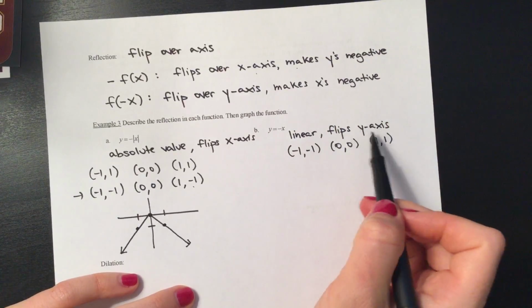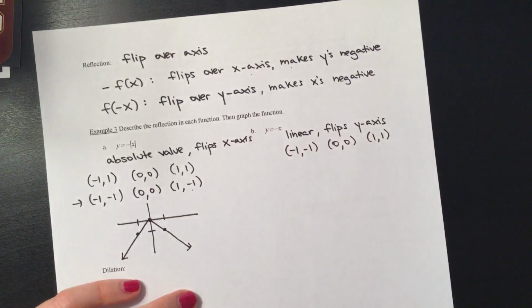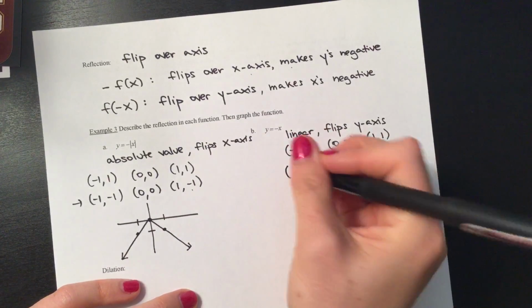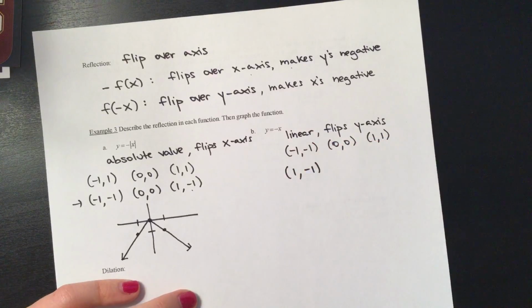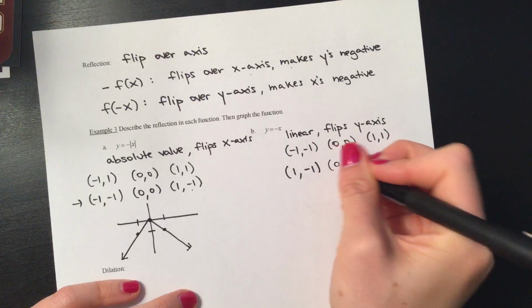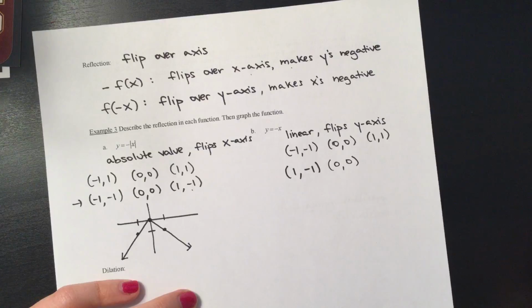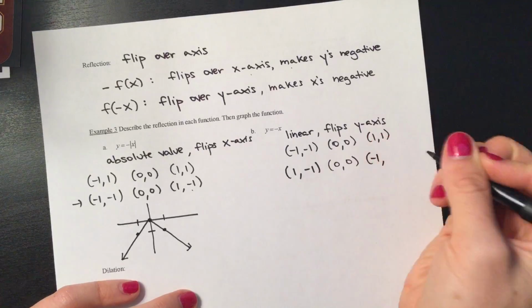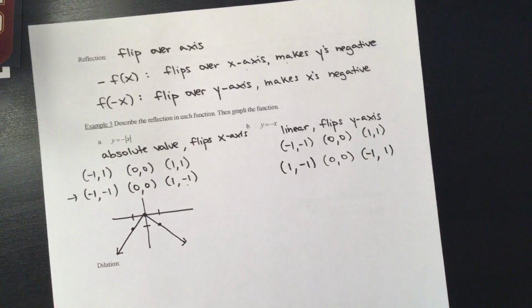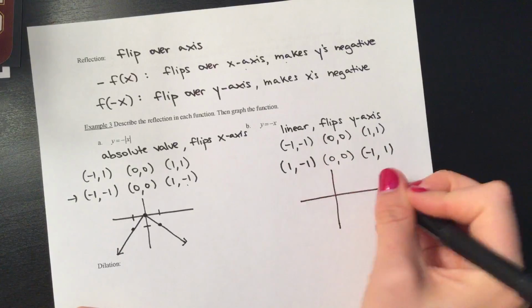And we are flipping over the y-axis, which means our x values become negative. So make this negative and it becomes positive. Nothing changes with y. 0 can't be made negative, so that point's not changing at all. And then here, make this x value negative. Nothing's happening to y. So plot these points.